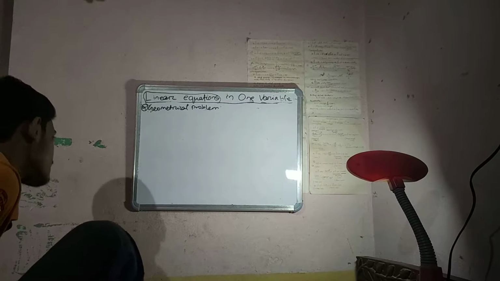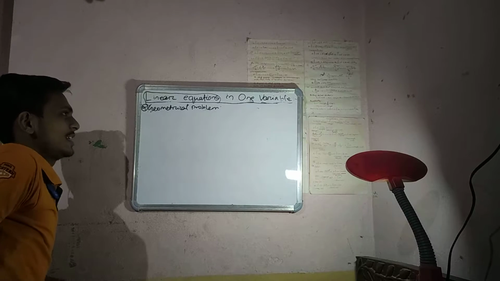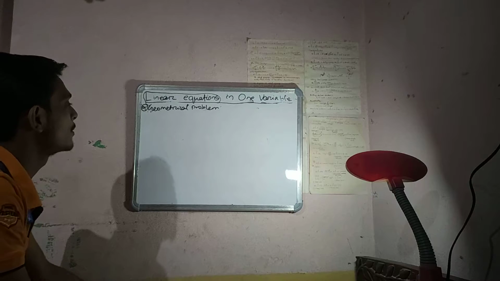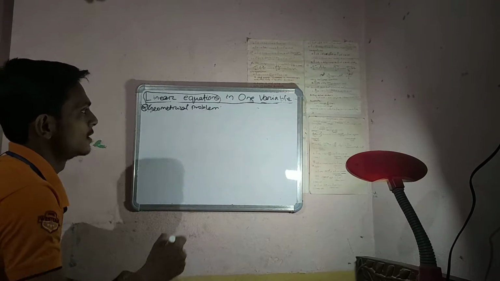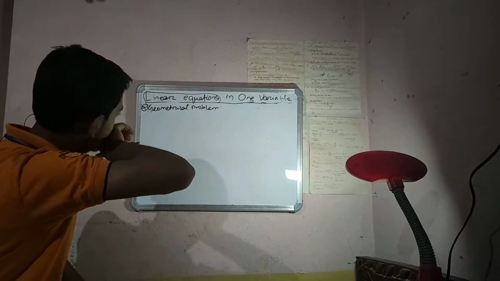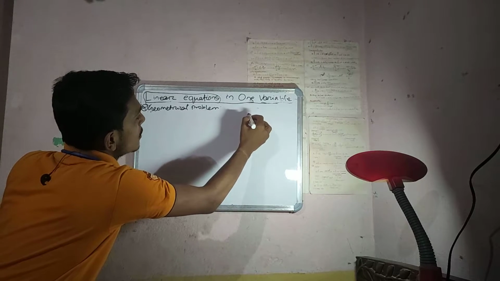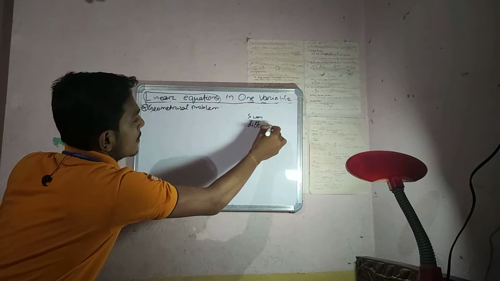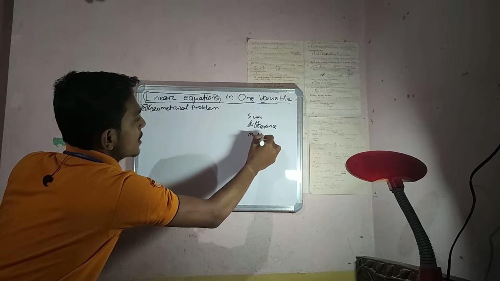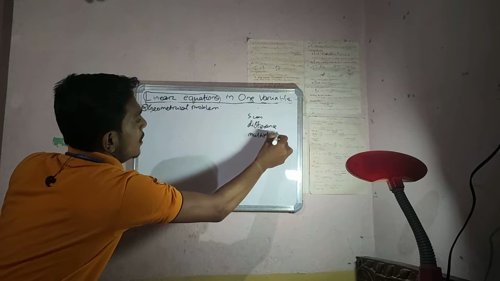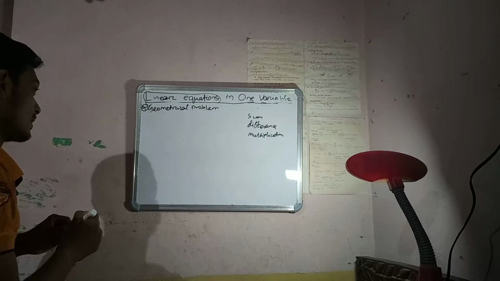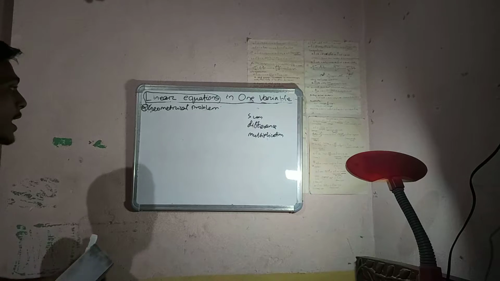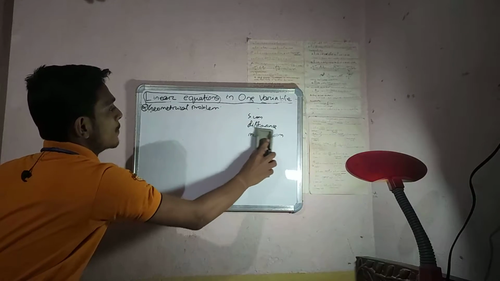Good evening, students. The next application of linear equation in one variable is the geometrical problem. In the previous class we studied the sum, difference and multiplication of numbers problems relating to the linear equation. Okay. So today the geometrical problem we have to solve.